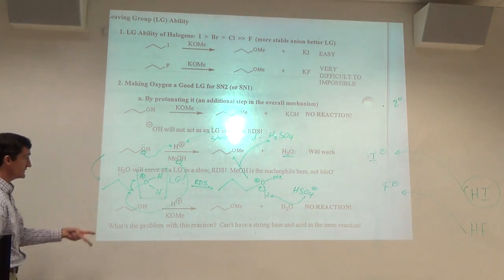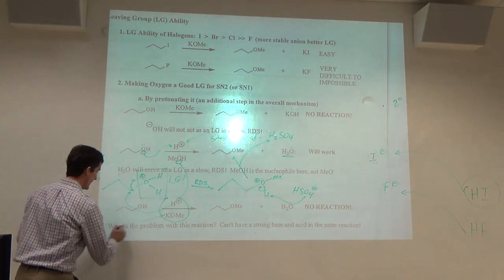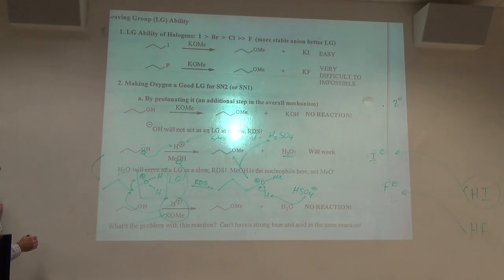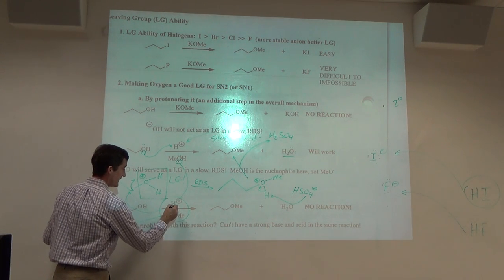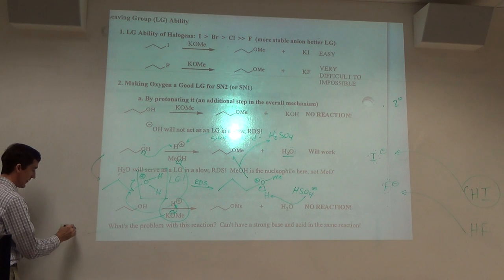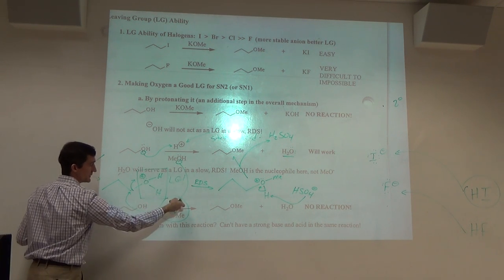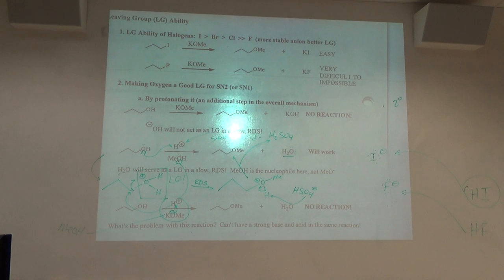What will you get if you mix these two together? The O minus will react with the H plus and you'll just make methanol. Well, that's okay, but you're going to destroy your H plus. H plus can't exist in the presence of sodium hydroxide or sodium methoxide.